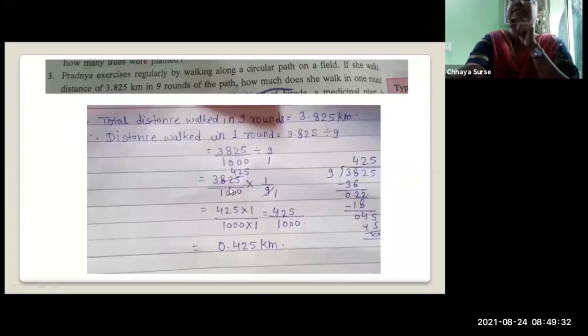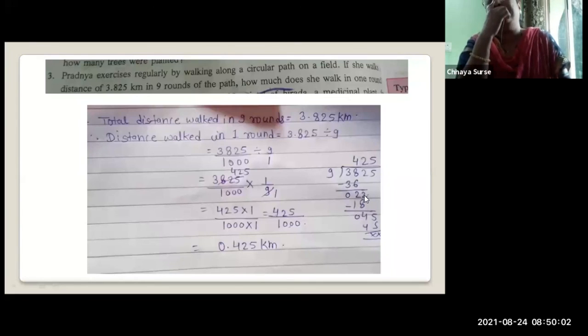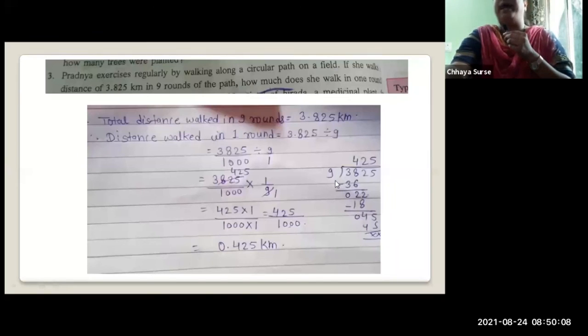Now this 9 is dividing this number, 3825. 9 fours are 36. So 38 minus 36, 2 will be left. 3 minus 3, 0. Now 2 will be taken as it is, 22. And which number is smaller than 22 in the 9 times table? That is 18. 9 twos are 18.